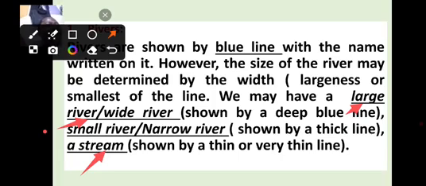And how do you know that it's a large water body? The thickness or the width of the river indicates whether it is a large water body or a small water body. Good.